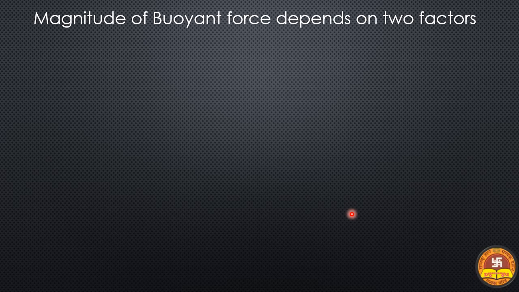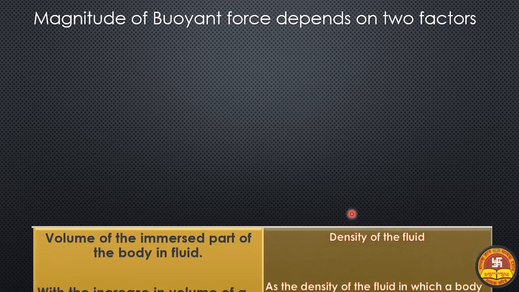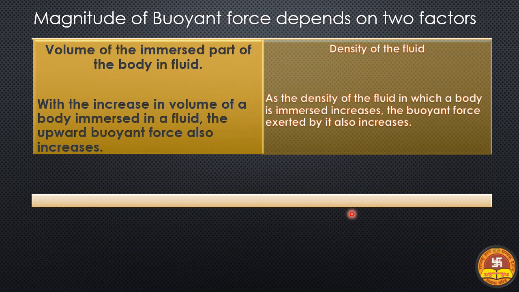Now we will discuss about the factors which affect the magnitude of buoyant force. These are: number 1, volume of the immersed part of the body in the fluid, means the volume of the substance which is inside the fluid. Number 2, the density of the fluid in which the body is submerged.